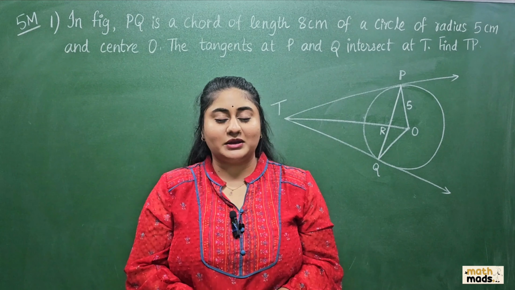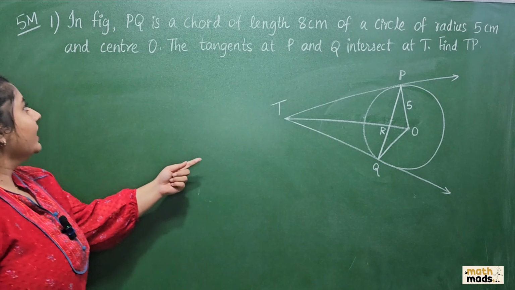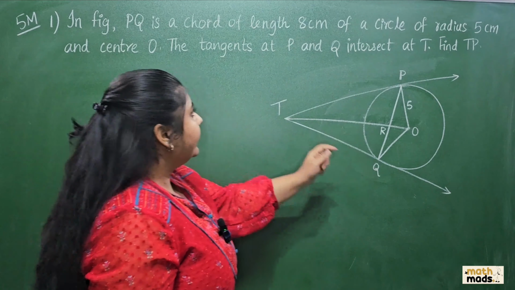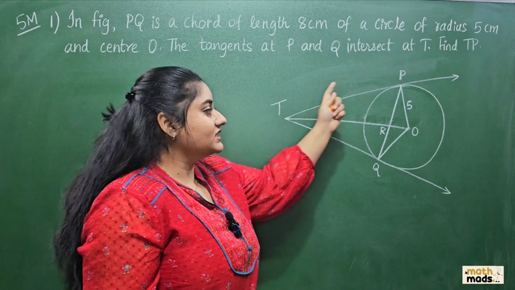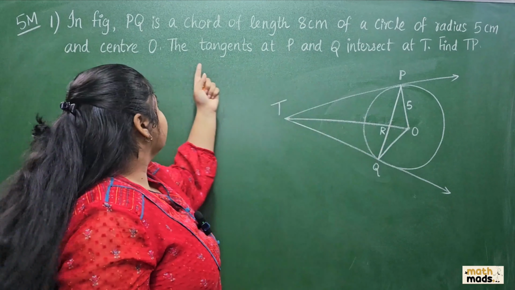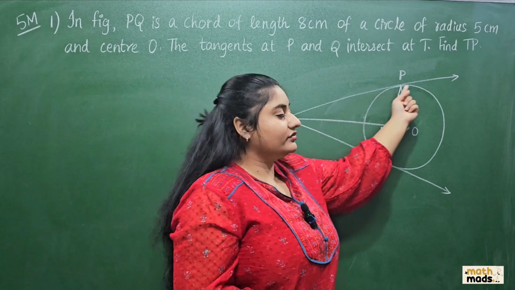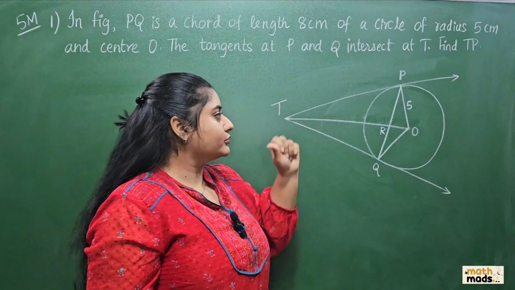Today let's solve some 5-mark problems in circles. The first one is like this. In the figure, PQ is a chord of length 8 cm of a circle of radius 5 cm. Okay, and center is O. The tangents at P and Q intersect at T. Find the length of TP. Okay, so this is what I'm supposed to find.